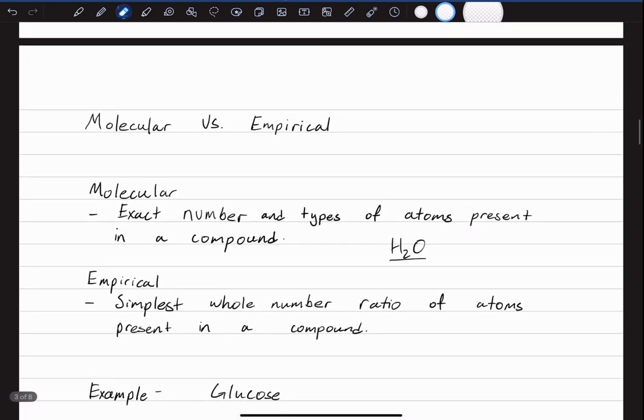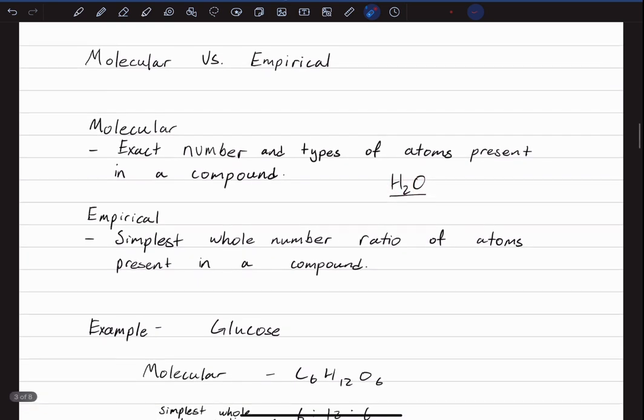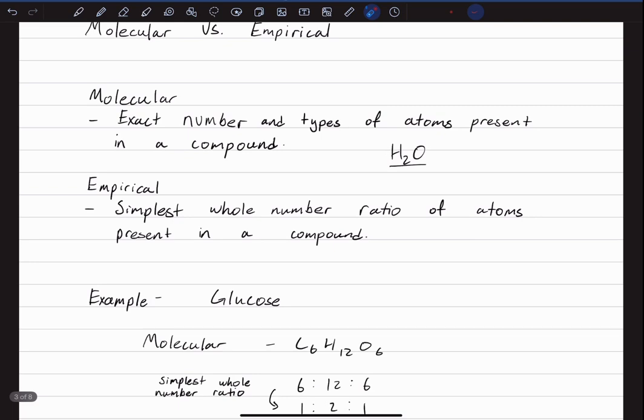To start off, we will cover molecular versus empirical formulas. In molecular formulas, the exact number and types of atoms present in a compound are shown. An example is H2O, which has 2 hydrogen atoms and 1 oxygen atom. An empirical formula is the simplest whole number ratio of atoms present in a compound.